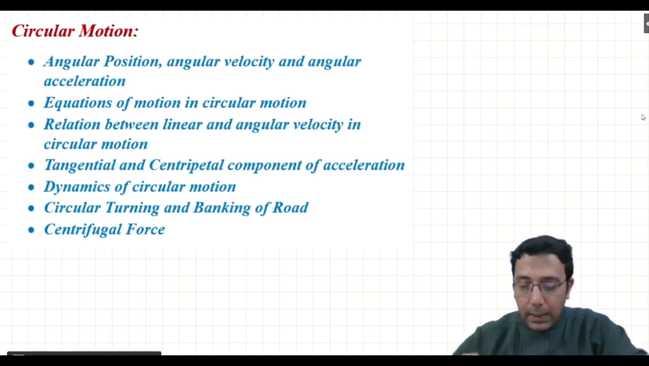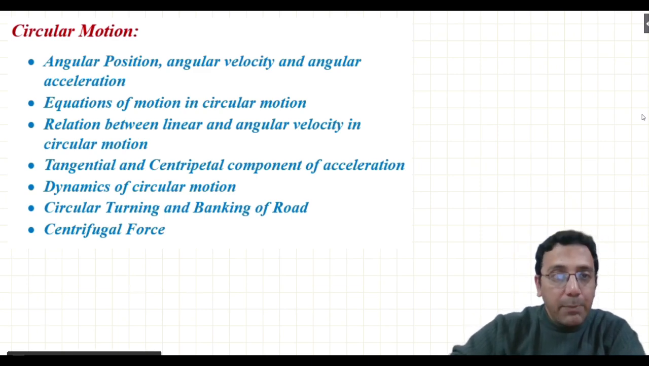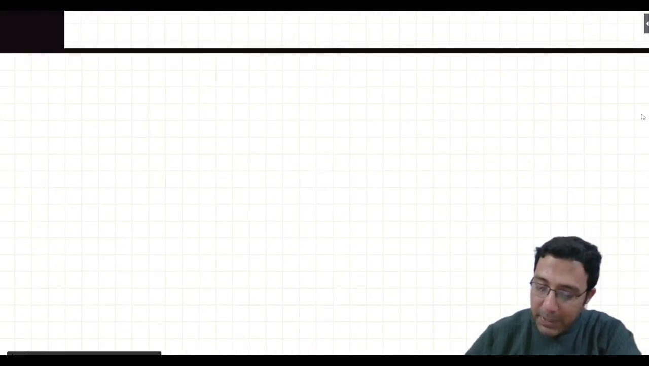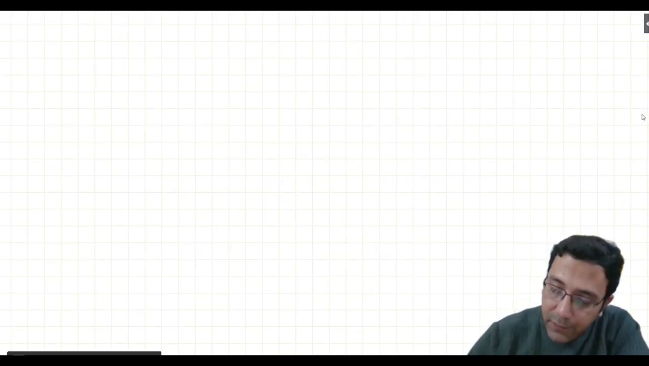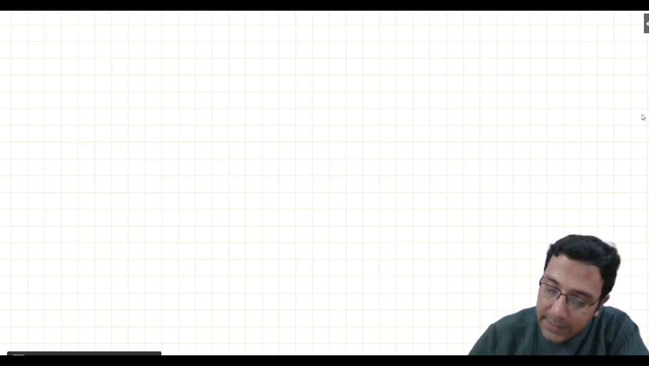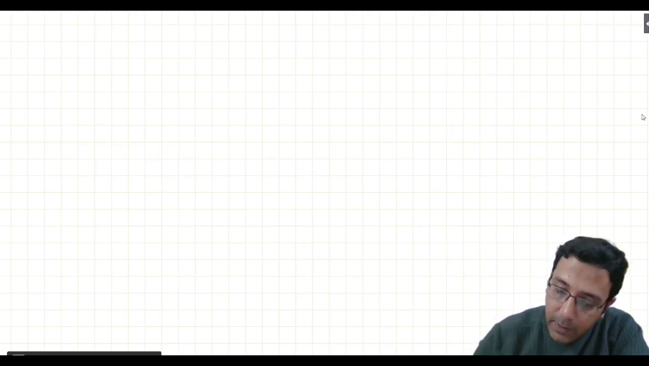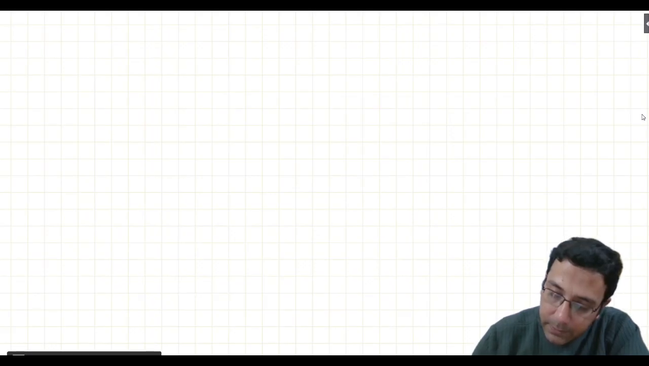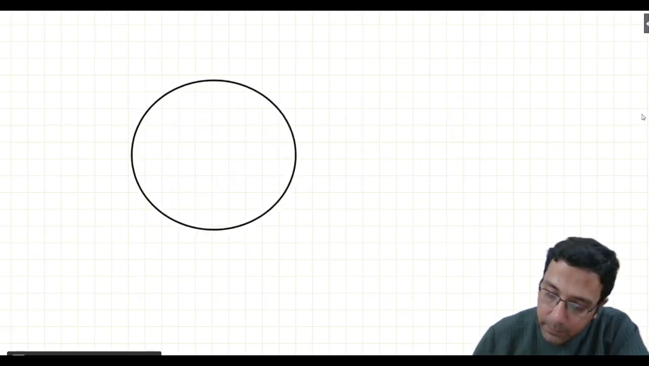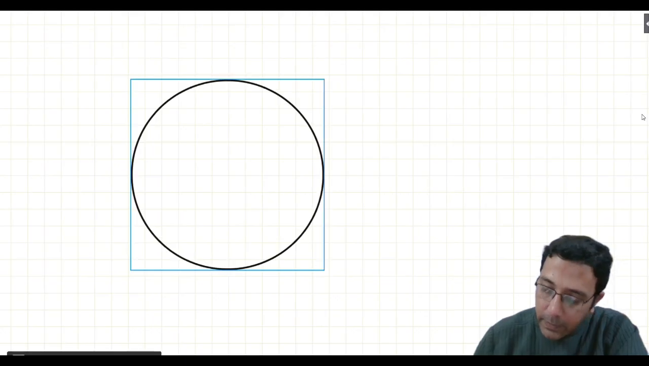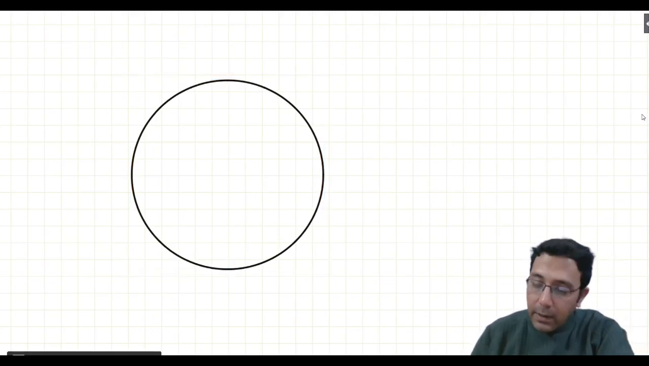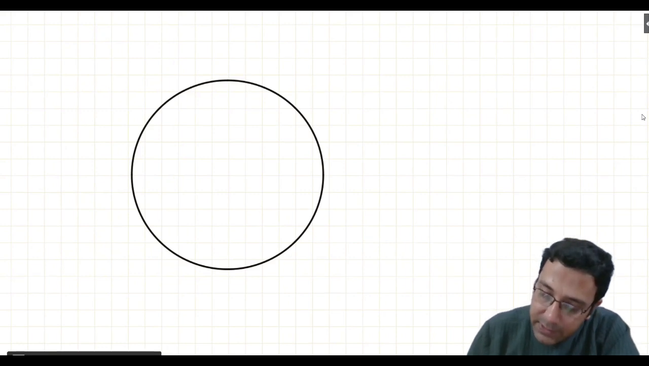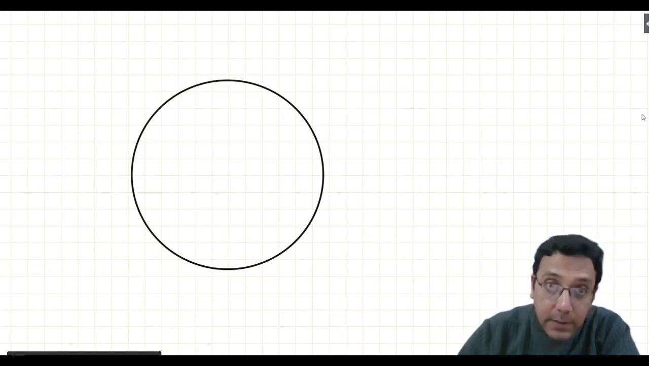Let me start with circular motion. It's a very important topic, so please pay attention. Let me draw a circle first and we'll start with the basic things. Now, let me draw two axes of this circle.